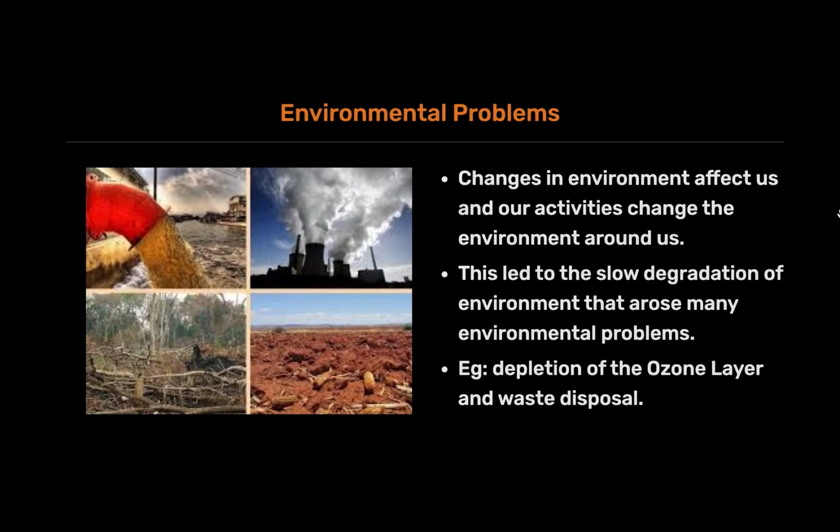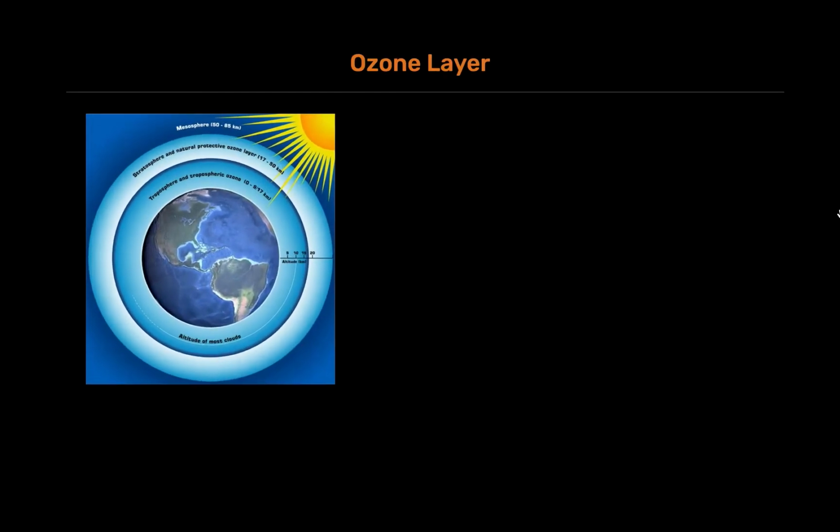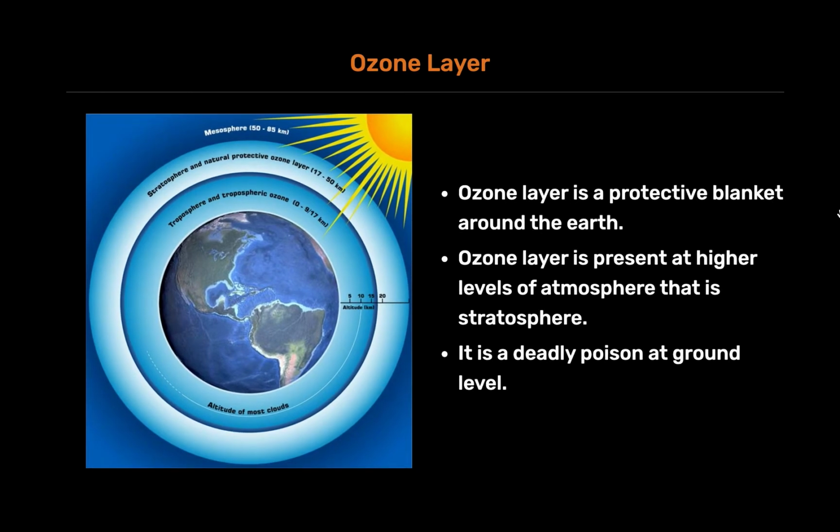Changes in environment affect us, and our activities change the environment around us. This led to the slow degradation of environment that arose many environmental problems such as depletion of the ozone layer and waste disposal or garbage disposal. Ozone layer is a protective blanket around the earth which absorbs most of the harmful ultraviolet radiations of the sunlight.